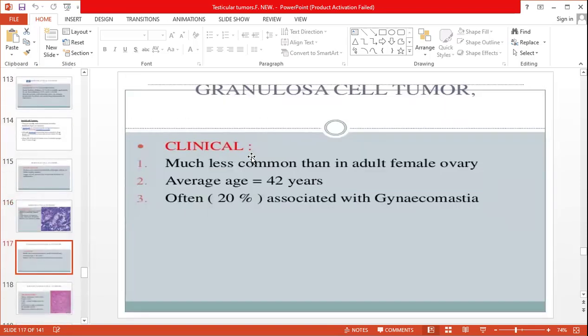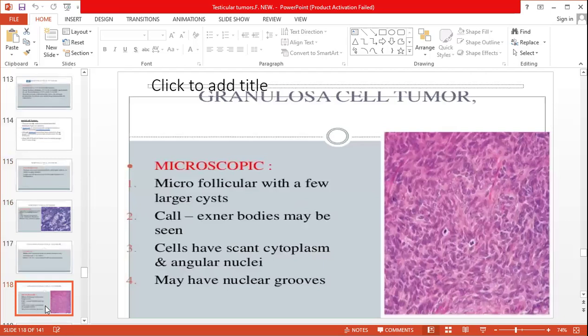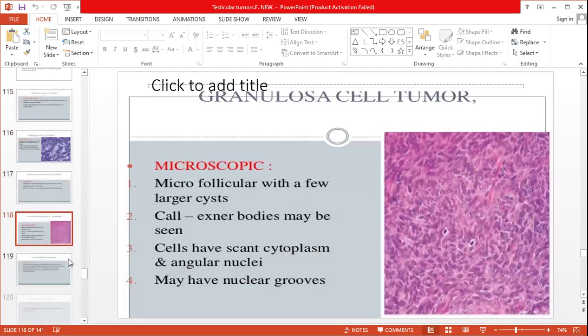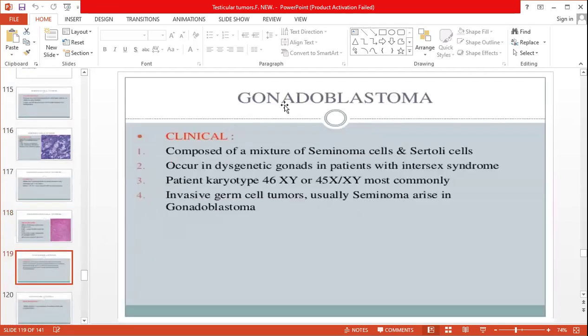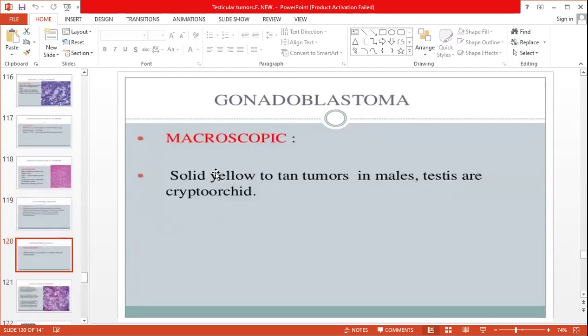Granulosa cell tumors are much less common in males than in adult females. In the ovaries, the average age is 42 years. Gonadoblastoma is composed of a mixture of seminoma cells and Sertoli cells. It occurs in dysgenetic gonads in patients with intersex syndrome. Macroscopically, solid yellow to tan tumors in male testes are cryptorchid.